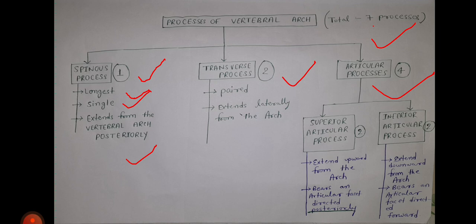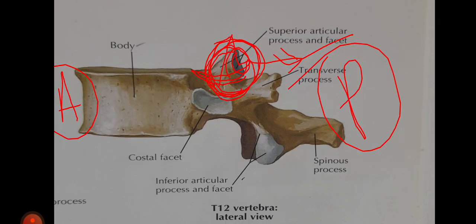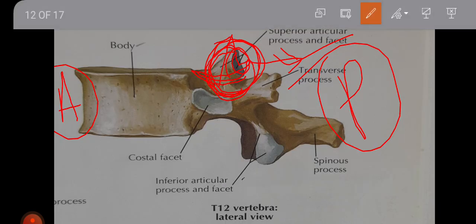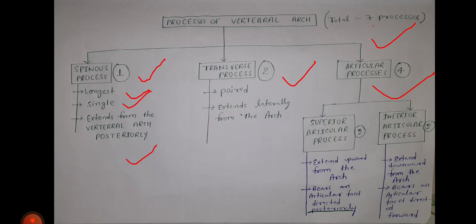Next is inferior articular process, which extends downwards from the arch. If we look at this image, this part is the inferior articular process and it has facets which face anteriorly, that is forward. The facets in the superior articular process were posteriorly placed, and facets in the inferior articular process are placed forward or anteriorly. So that's all about the processes of vertebral arch.